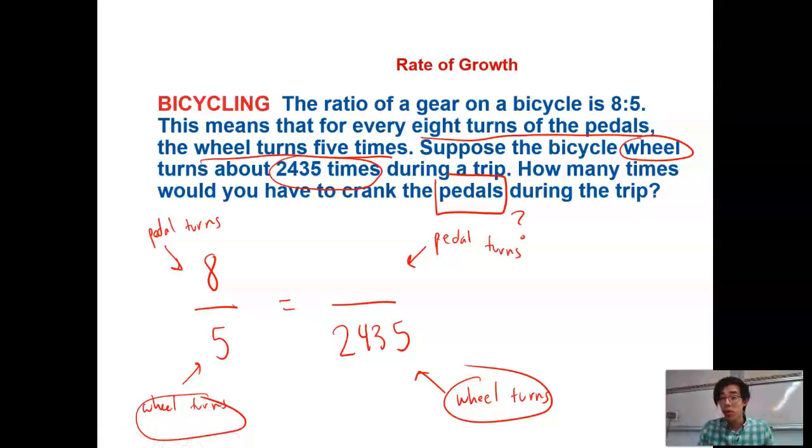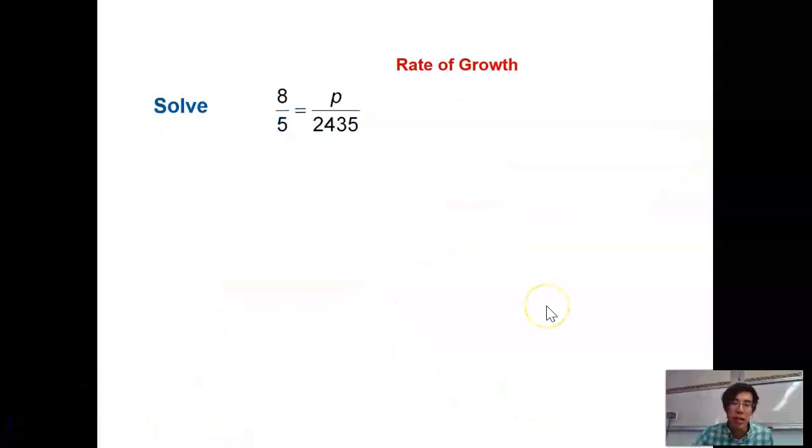So if I don't know a number, you know in algebra, you always leave it as a variable. So there I set up my proportion. And you've got to just make sure you know what is going where. You define the pedals and then that for the wheel turns. Alright, so let's see what we got here.